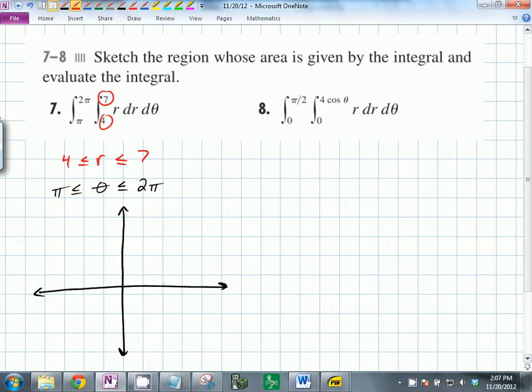And we're going from 4 to 7. And it's pi to 2 pi. So it's this right here. Yep, that's a polar rectangle. So you're trying to find this area right here. In polar, that's a polar rectangle.